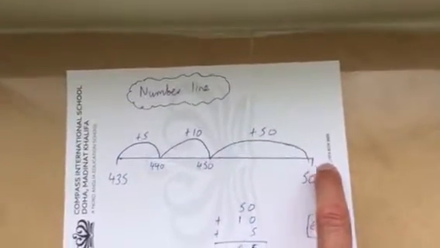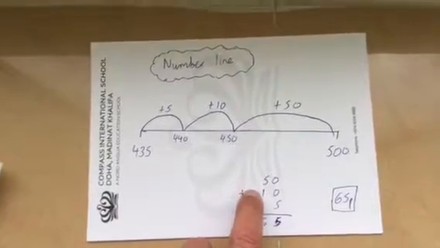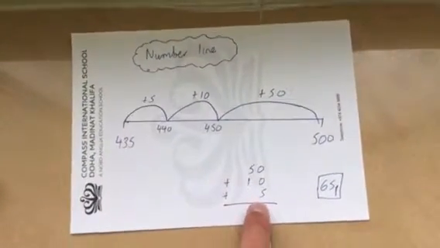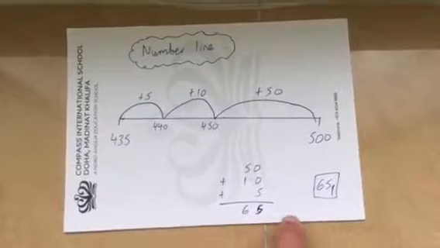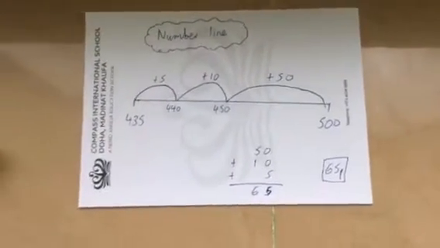So I add them together. 50 plus 10 plus 5. And my answer is 65. 65p.